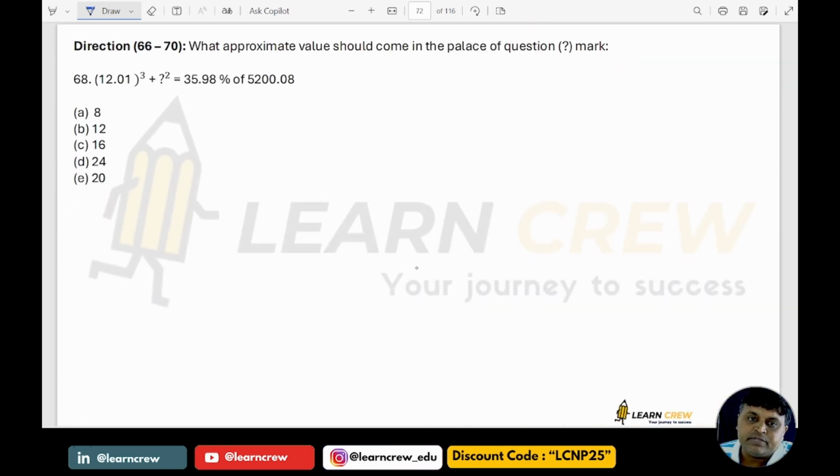12 cube is 1728. 1728 plus x square is equal to 36% of 5200. 36% of 5200 is 1872. So x square would be 1872 minus 1728, 144. So x is 12.